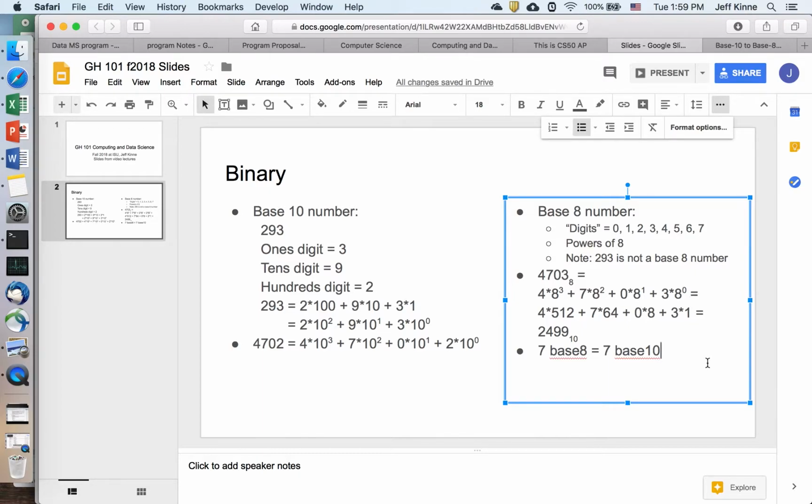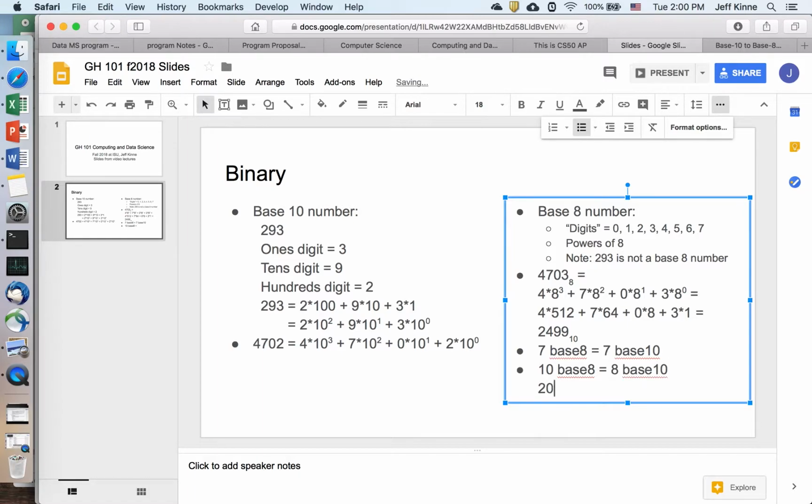Okay. Now what about the number 10 base 8? What does that equal in base 10? Well, you'd be doing this, except your digits would be 1 and 0. You have 0 times 1 and 1 times 8. So that's 8.